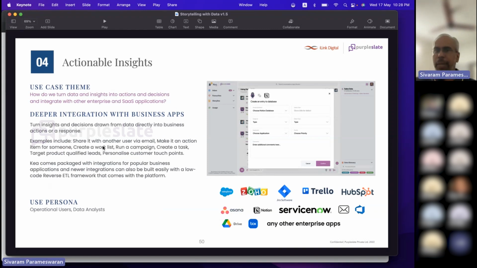Actionable insights, I showed an example. Absolutely, most of the stack, anything which is exposed as an API, you can integrate with this platform. We do have a very powerful reverse ETL framework, which will let you take the data into any of your business applications. There is a whole bunch of integrations available out of the box, but at the same time, anything even proprietary, any of those enterprise applications, could be plugged in within Kia.